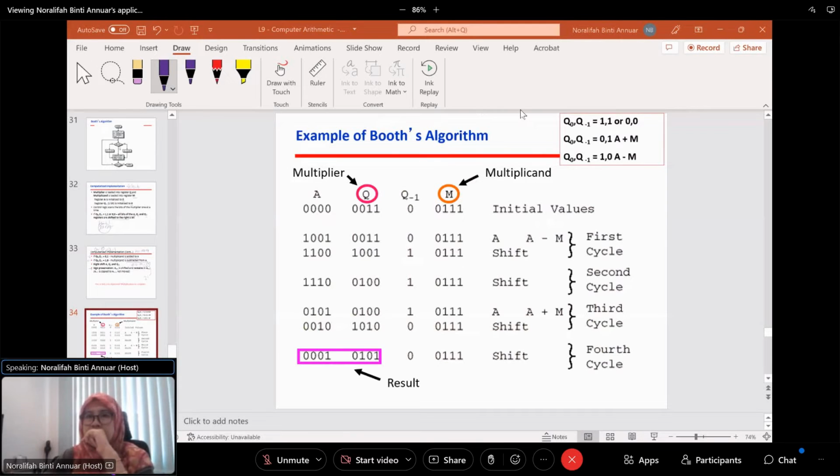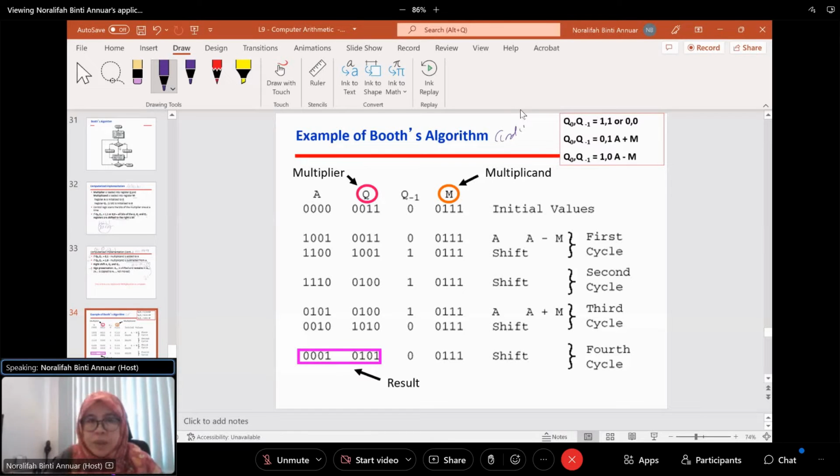So this is the condition for the algorithm. This is the multiplicand, this is your multiplier. This is the first step, so it will load into the registers. The initial value of M is 0111, the multiplier is 0011. Then A and Q1 are set to 0. And then you do the algorithm, and you have to observe. It says if this is the condition, if Q0, Q1 is 11 or 00, what needs to be done?